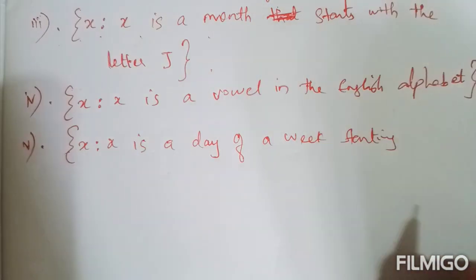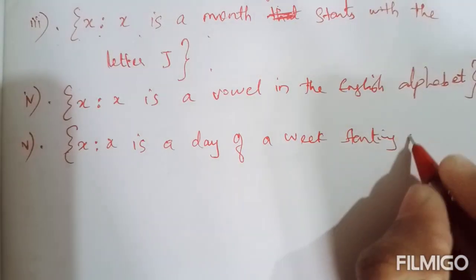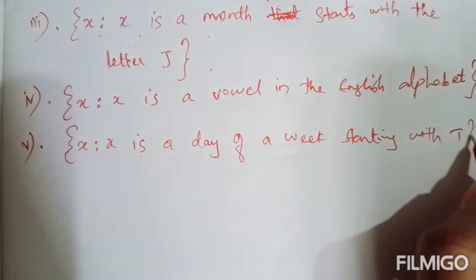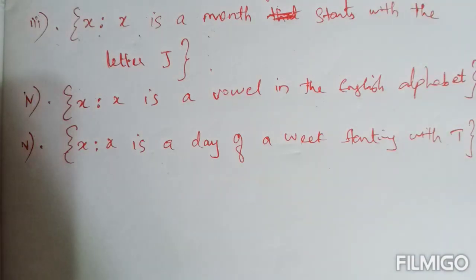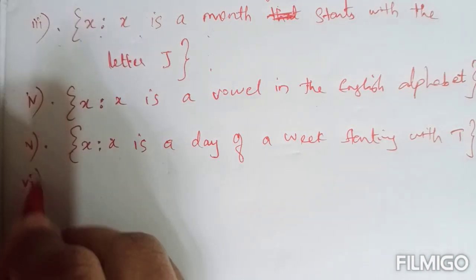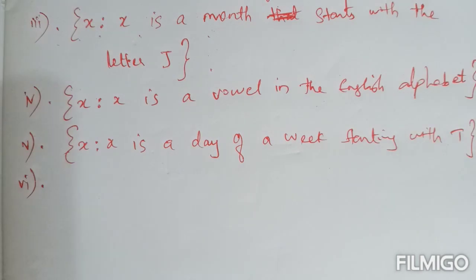Okay, this description you can write in your own words. X is a day of a week starting with a T. So in set it will come Tuesday and Thursday. Okay. Now sixth one, 1, 4, 9. Set of all 1, 4, 9, 16, 25.